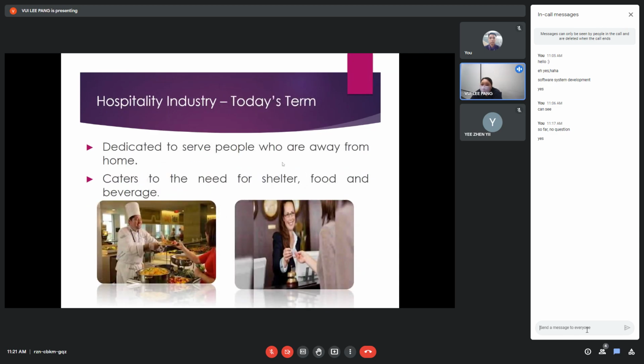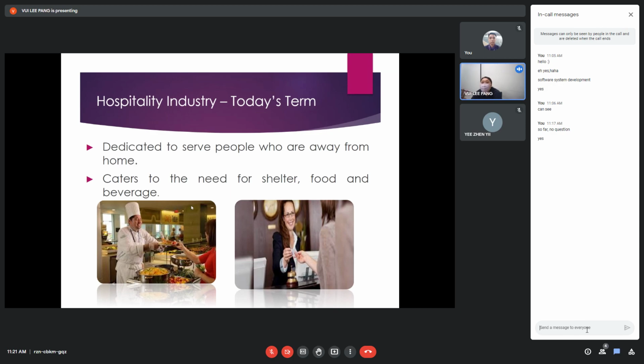So in today's terms, the hospitality industry means that you are dedicated to serving people who are away from home. Not only providing shelter, not only providing accommodation, but at the same time they also cater to the need for food and beverage as well. So in the hotel industry, the main profit comes from the sales of rooms, and the second profit comes from food and beverage.